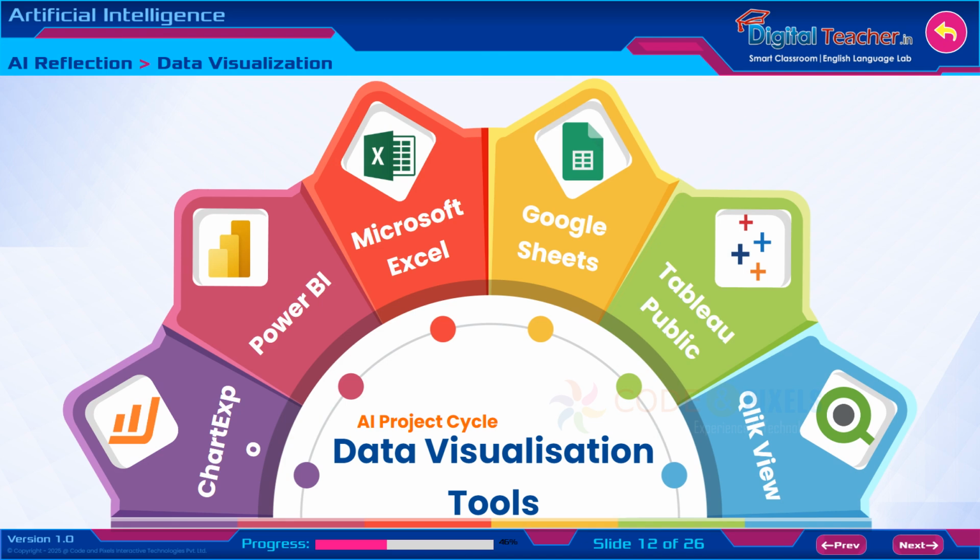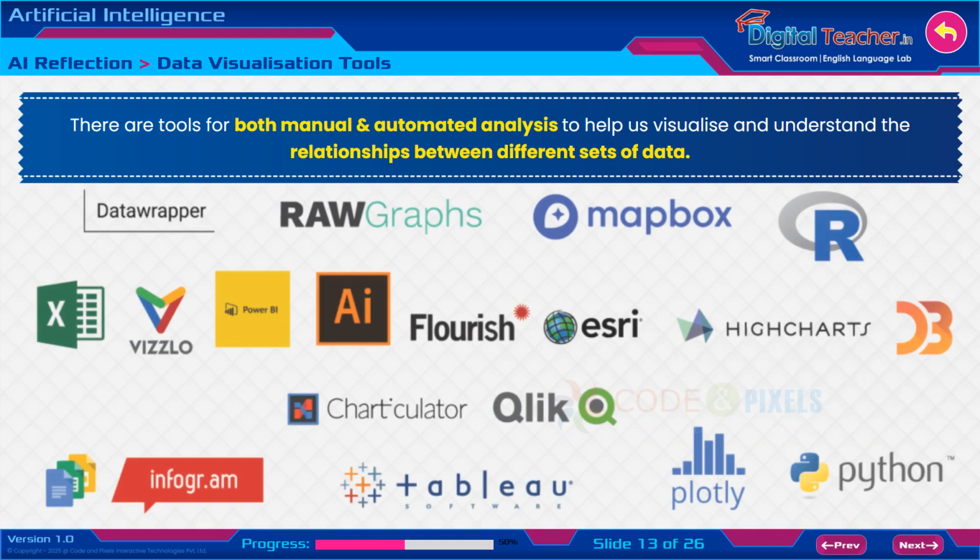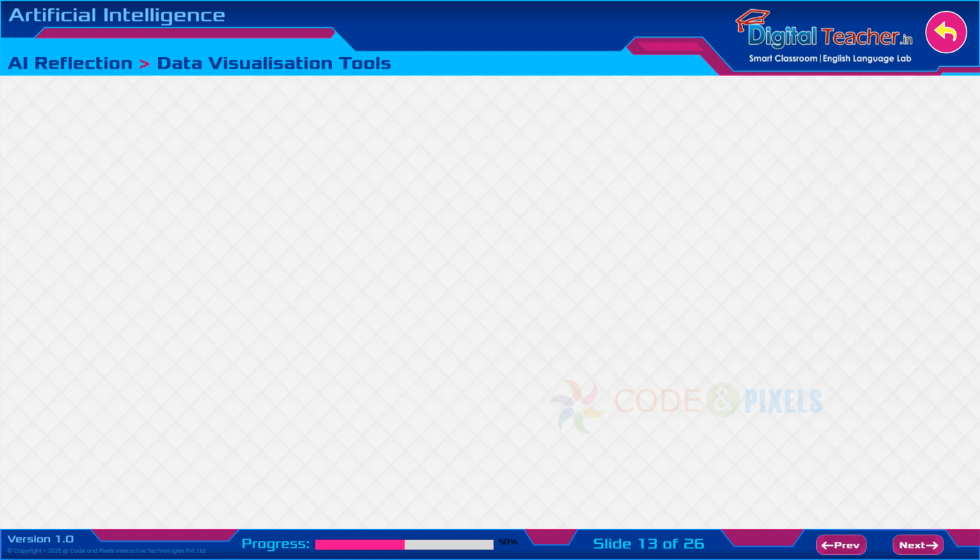It reveals new and hidden patterns in the data. Data visualization tools. There are tools for both manual and automated analysis to help us visualize and understand the relationships between different sets of data. Here are some commonly used tools.